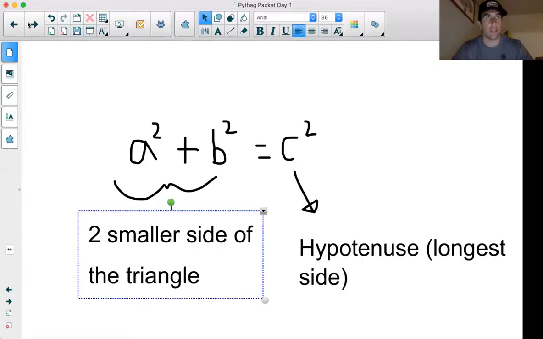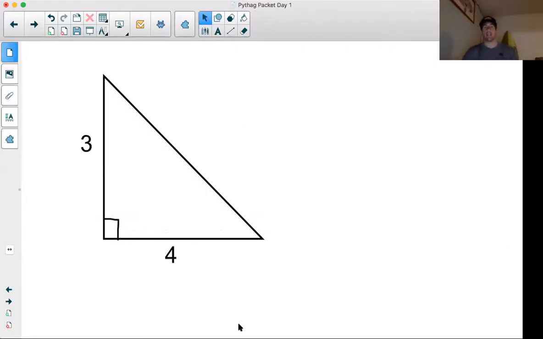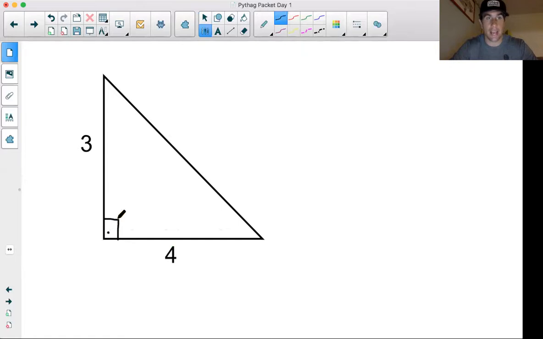I can show you really quick what we're going to be doing here. You're going to get a problem that looks like this. That little symbol represents a right angle, which is 90 degrees. So I know this is a right triangle. Since I know it's a right triangle, I can find this missing side. This is an example we did already. Everyone should know that the missing side is the hypotenuse, because it's opposite the right angle. So since this is the hypotenuse, this will be C.